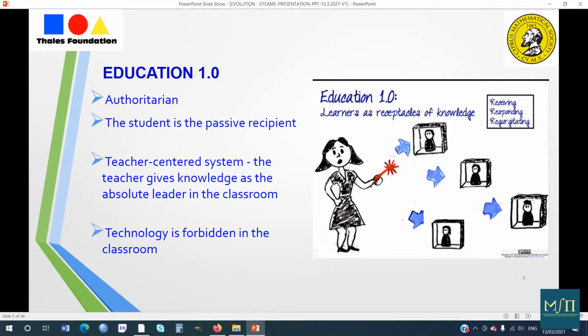So the student is the passive recipient, as we say, in a passive teacher-centered system. The teacher gives knowledge as the absolute leader in the classroom, and technology is forbidden and sometimes is confiscated in that system. So this is a system that most countries do not use today, even though you find these approaches in some developing countries, in some rural areas, whatever, but this should be in the past.